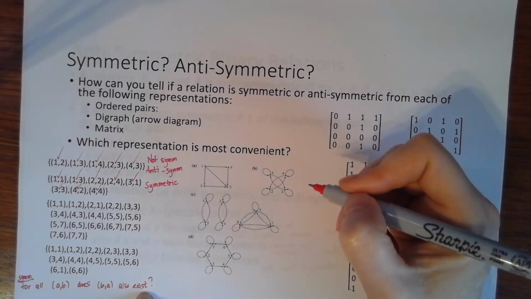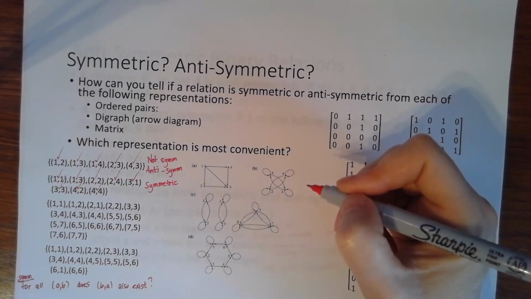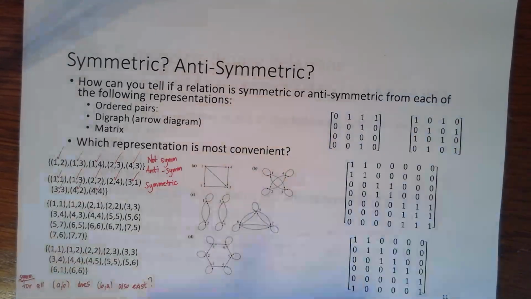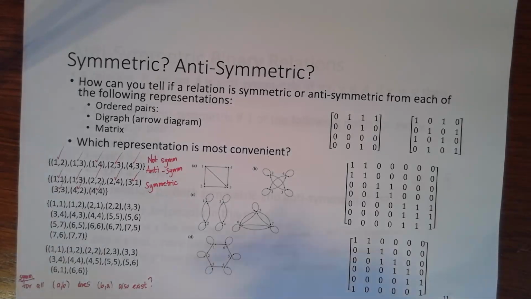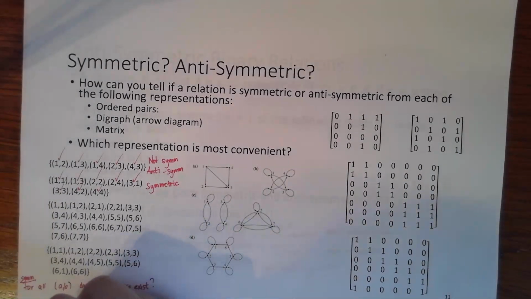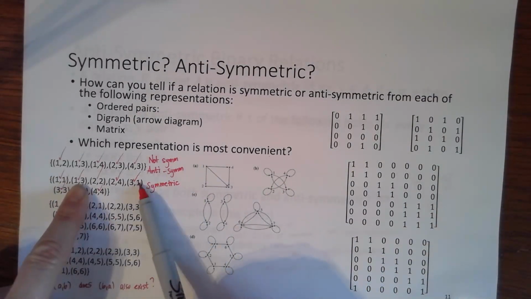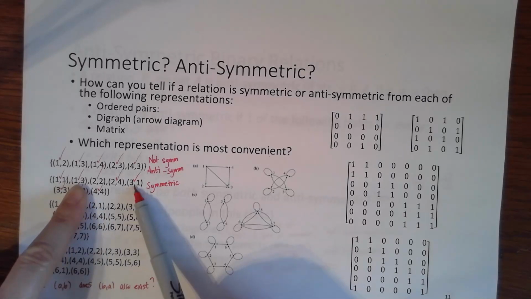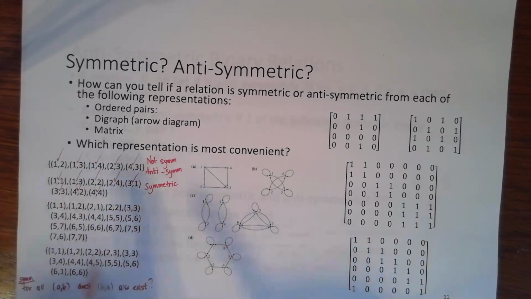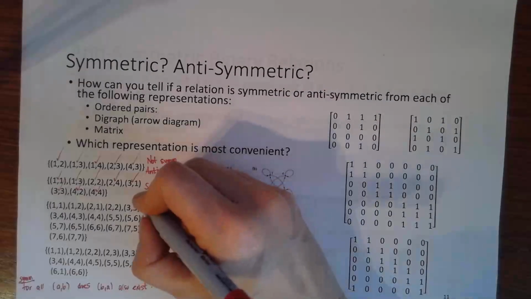Is it also anti-symmetric? So for AB, does BA not exist? This is for A not equal to B. For 1, 3 and 3, 1, we found an A and B that are different that both exist, so this one is not anti-symmetric.